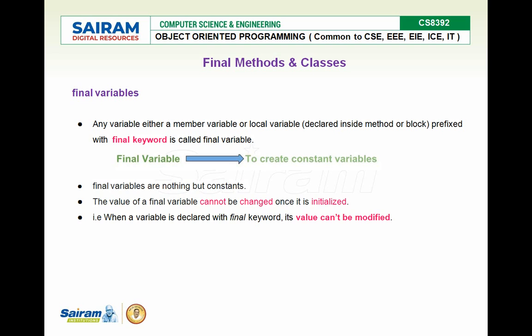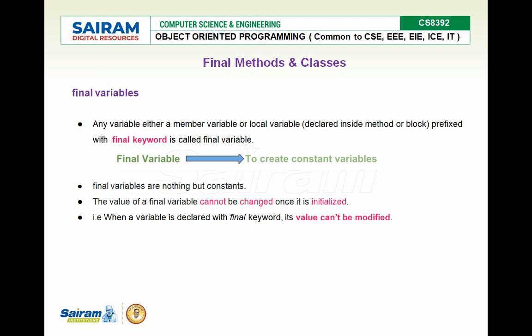Let's start with the final variable. A variable, either a member variable or a local variable, with the final keyword is called a final variable. If you put a variable as final, it acts as a constant. Final variables are nothing but constants. The value of a final variable cannot be changed once it is initialized, whereas a variable value can be changed at any point of time.